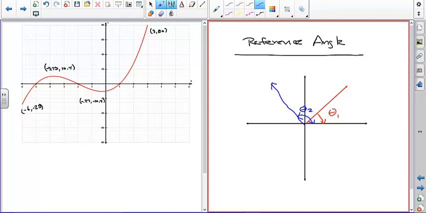The reference angle is the angle between the ray and the nearest x-axis. So this would be the reference angle relative to theta 2. In the first quadrant, the angle is the reference angle because the closest x-axis is the positive x-axis. So in this case, theta 1 is the same as the reference angle. But for theta 2, the reference angle is less. The reference angle is always less than 90 degrees because wherever the line goes out, the nearest x-axis is going to be less than 90 degrees.